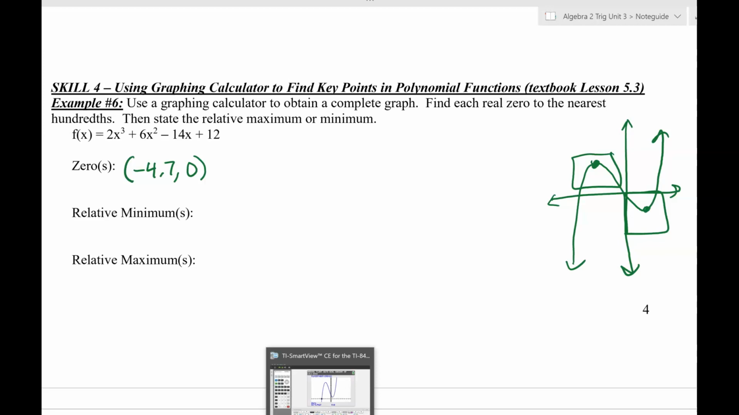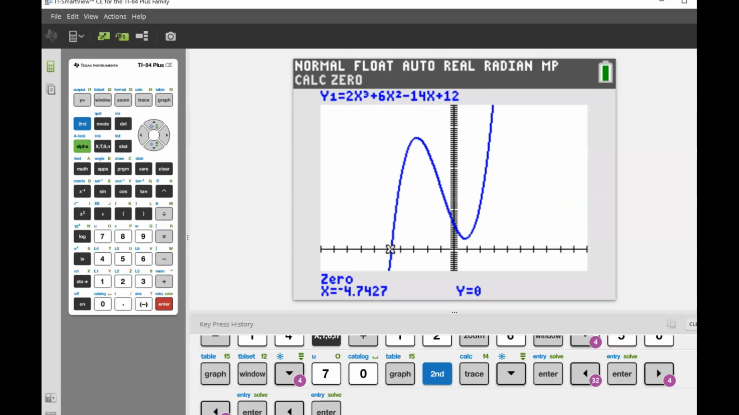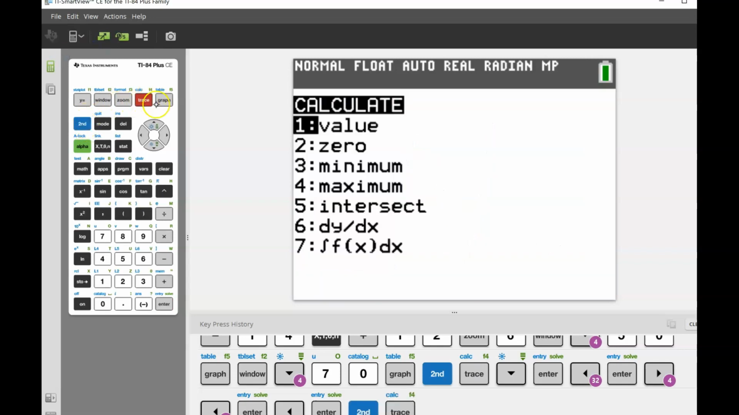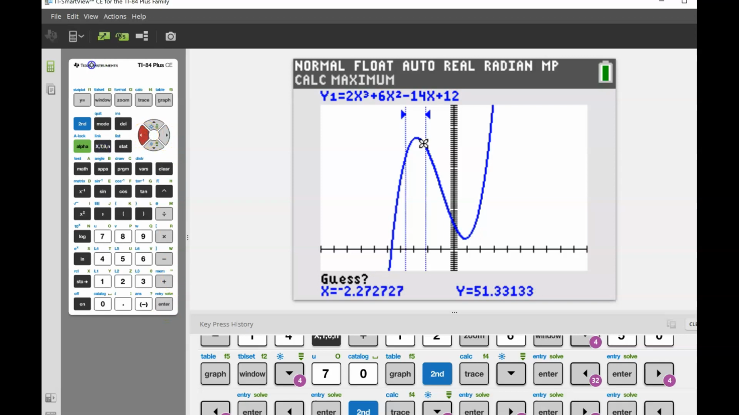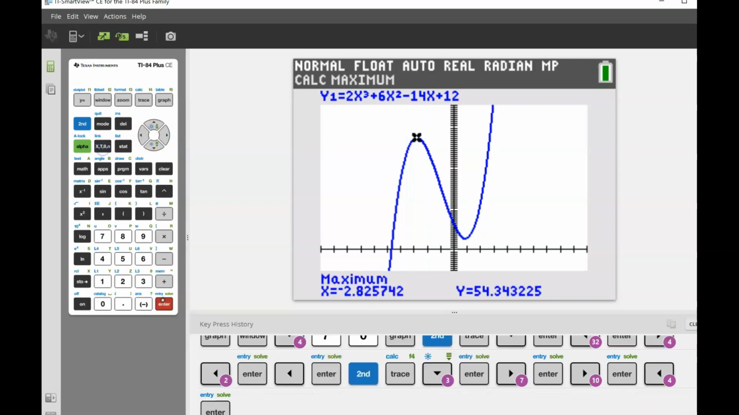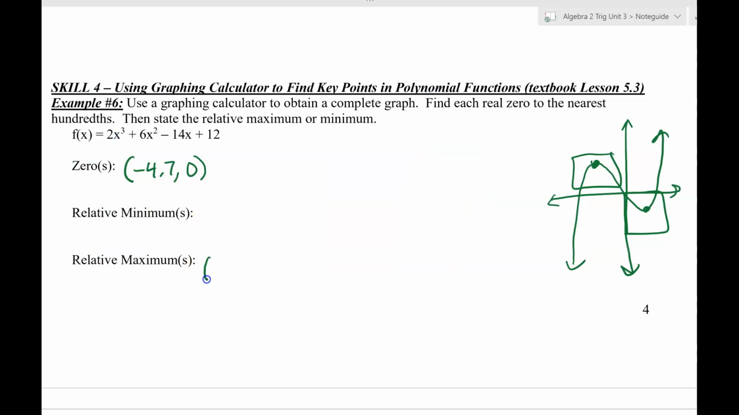And now I'm going to look for those relative minimums and maximums. I'm going to do that relative maximum first. So I'm going to go second, calculate, and I'm going to choose choice 4. It's a maximum. And so again, I'm going to scroll so that I'm on the left side and press enter. I'm going to scroll to get a right boundary and press enter, and then an approximation and press enter. And so then I can see this relative maximum is at negative 2.8, 54.3. So I'm going to put that in here.